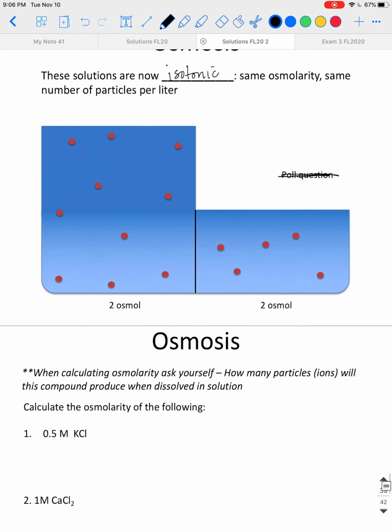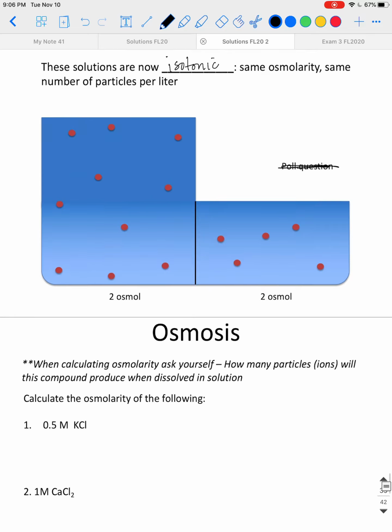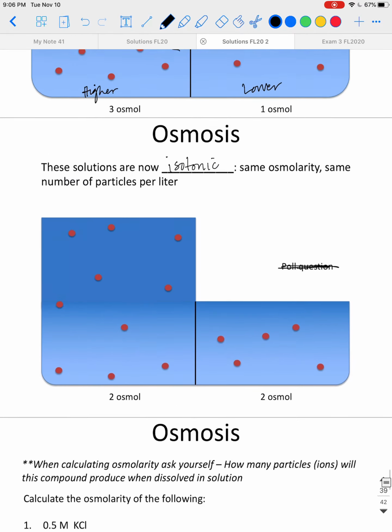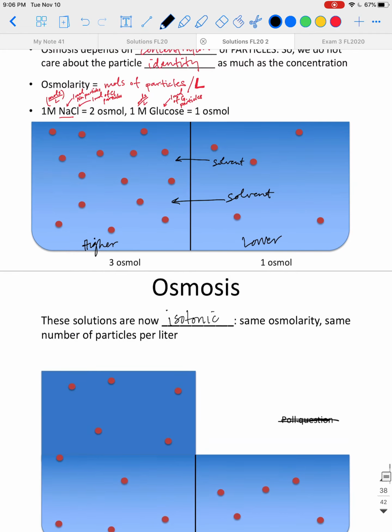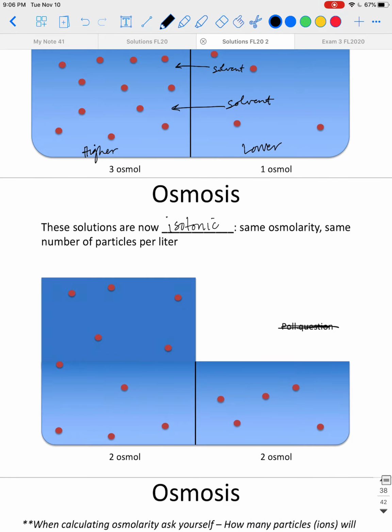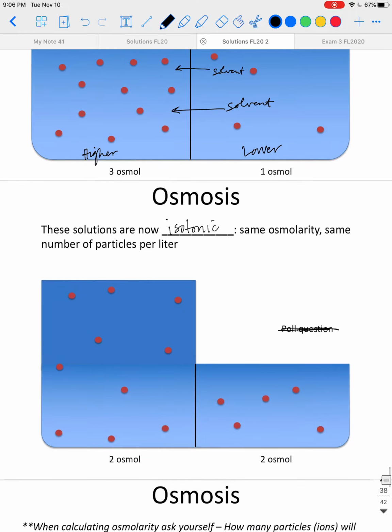Well, scratch the poll question, although we would have had a good one. Okay, that also leads to, did I get to it down here? I guess not. I also need to introduce 2 other terms.